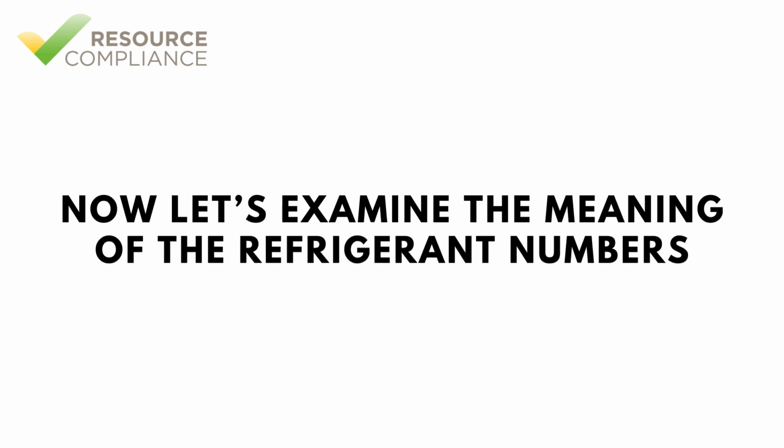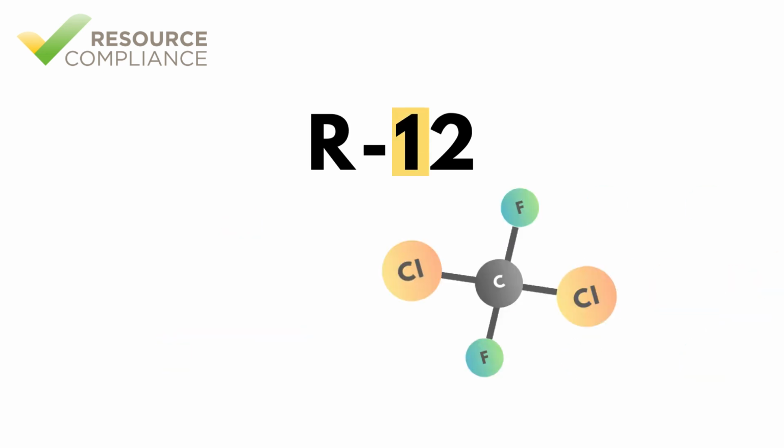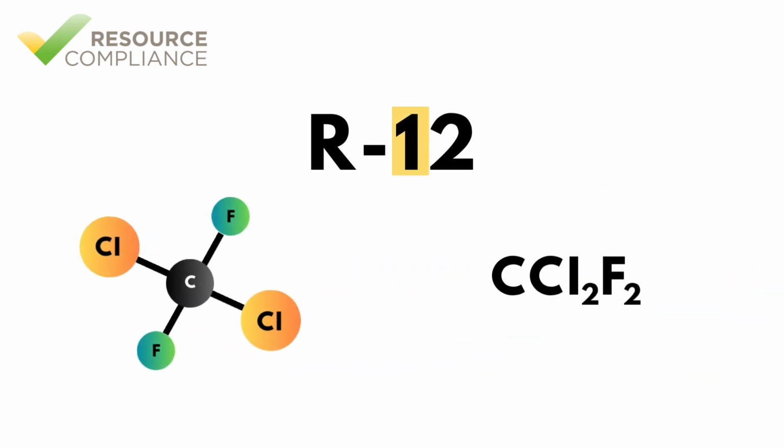Now let's examine the meaning of the refrigerant numbers. The first digit on the right, or in the ones place, is the number of fluorine atoms in the compound. For example, R22 has 2 fluorine atoms. The second digit to the right, or in the tens place, is 1 more than the number of hydrogen atoms in the compound. Looking at R12, we see that there is a 1 in the tens place, so that means that R12 does not have any hydrogen atoms.